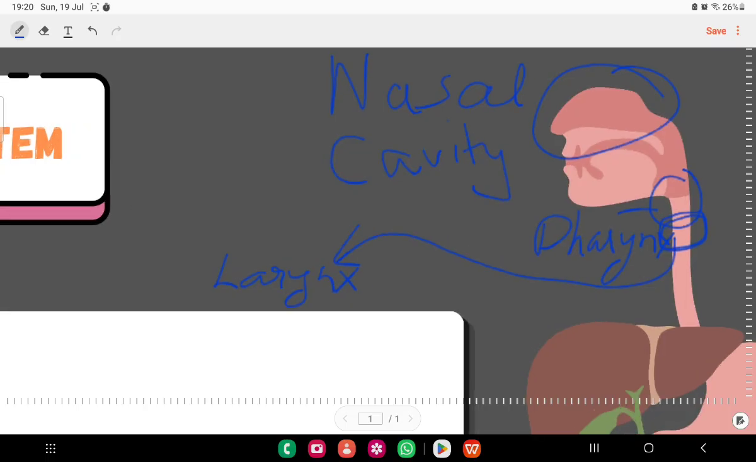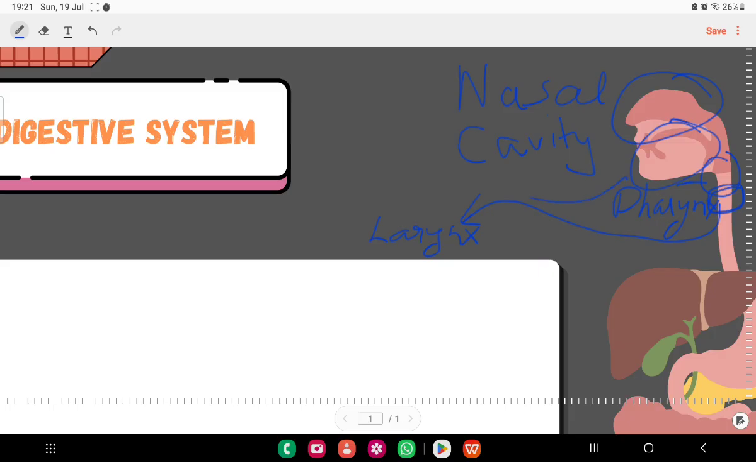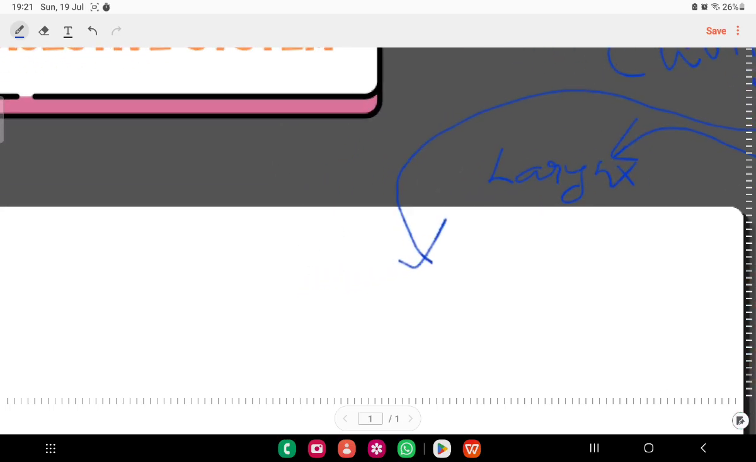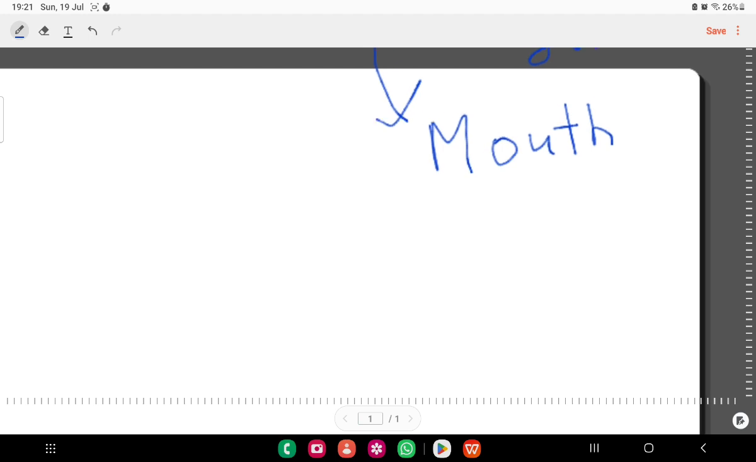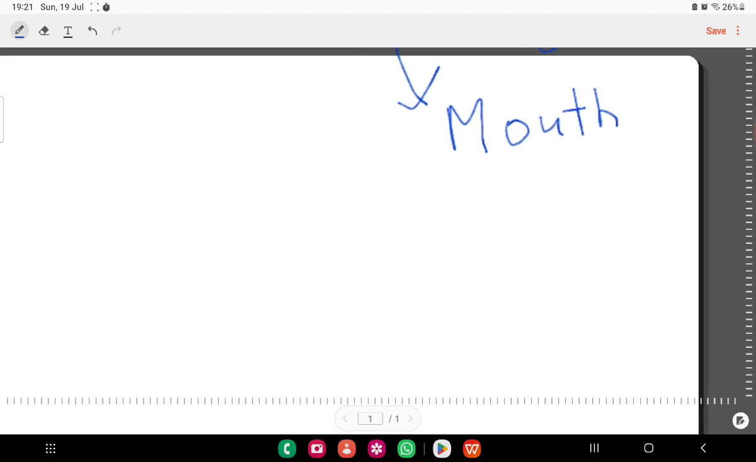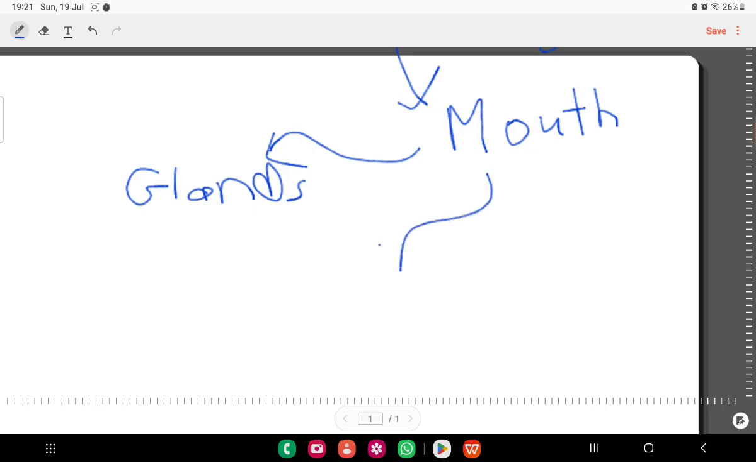Next, we got the most important thing, the buccal cavity. Now you may think, what is the buccal cavity? Buccal cavity, or should I say your mouth. The other name for buccal cavity is mouth. And the mouth we can divide into three parts: glands, teeth, and finally the tongue.